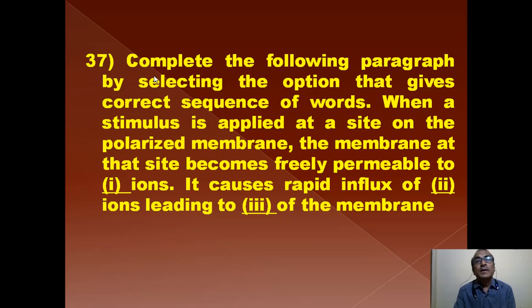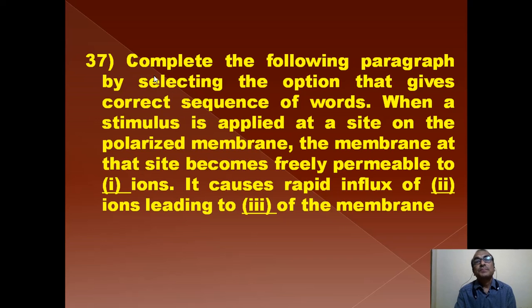Question number 37. Complete the following paragraph by selecting the option that gives the correct sequence of words. What is the correct sequence and which concept is here? Let us see. When a stimulus is applied at a site on the polarized membrane, the membrane at that site becomes freely permeable to. Which ions we have to say? And it causes rapid influx of which ions, leading to number 3, that is what of the membrane.